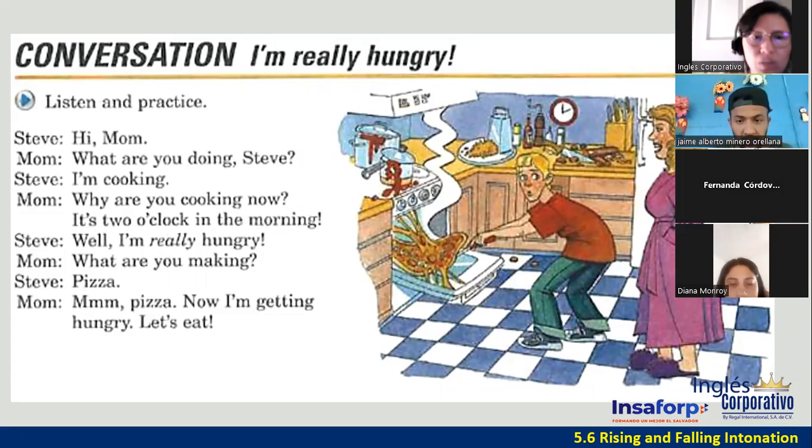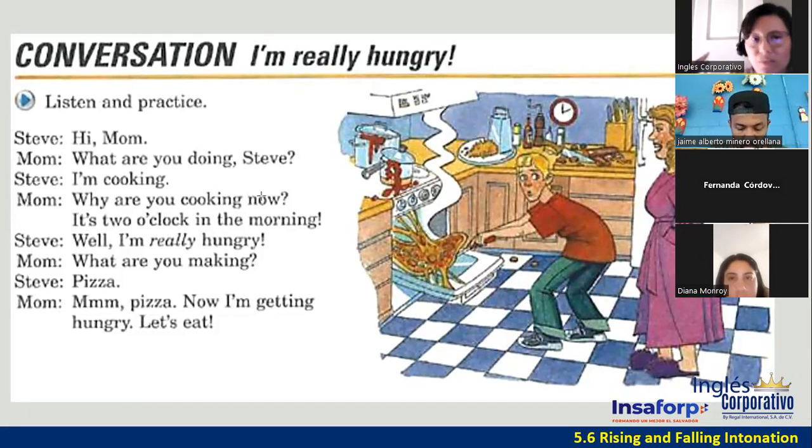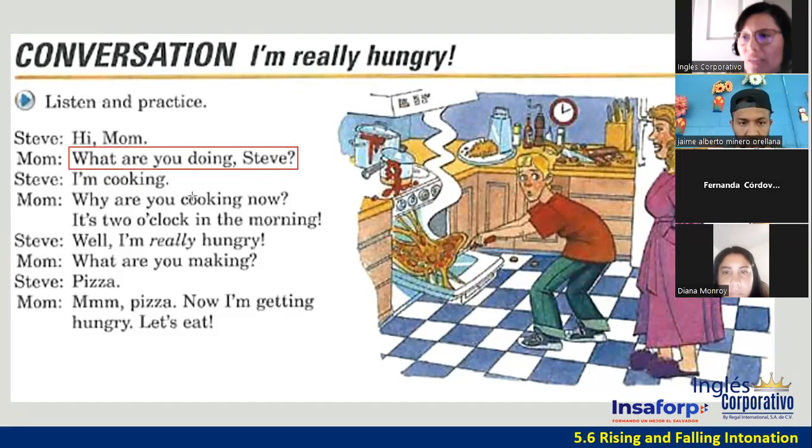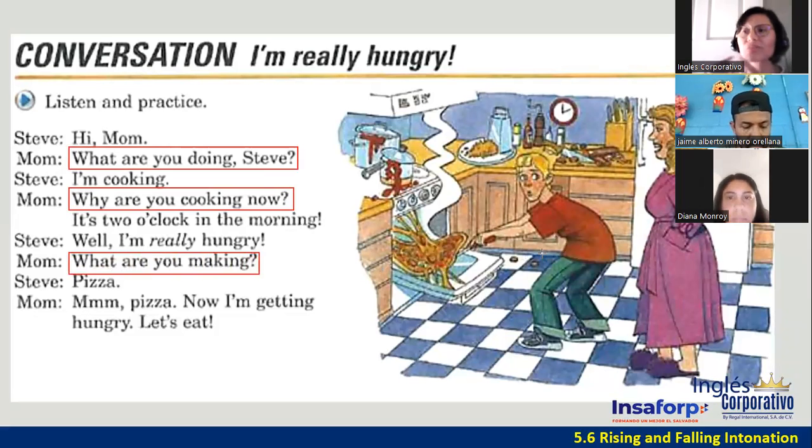I'm going to highlight here the questions, okay? So this conversation, we listened to it last week. And pretty much what I wanted to highlight was this type of question, okay? So as you can see here, right, we have, well, actually three questions, okay? There is a conversation between Steve and his mom.